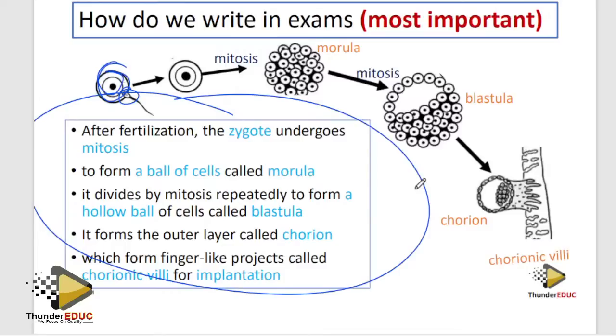Here they're saying please don't tell stories about the acrosome and the enzymes. No, they didn't ask you that. What happens after fertilization? Immediately after fertilization, a zygote is formed, which undergoes mitosis. We give you a mark. To form what? It undergoes mitosis.